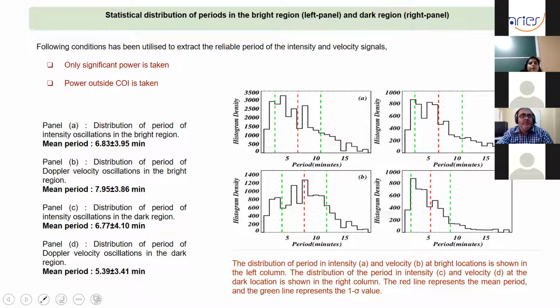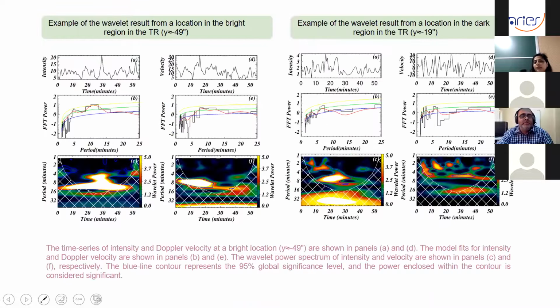So we have applied some conditions to extract the reliable period of the intensity and velocity signals. And what are these conditions? The first condition is that only significant power is taken. That means the power that lies within the significant contour is taken. And the second condition is that the power outside the COI is taken. Like in this example, in this intensity power spectrum in a dark region, the dominant power that lies within the COI we do not consider.